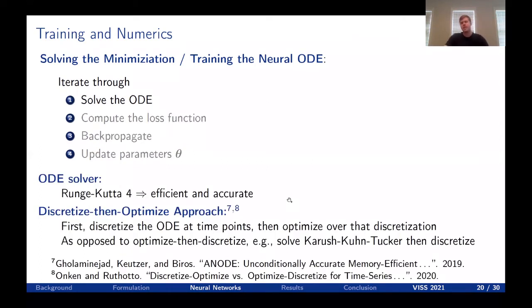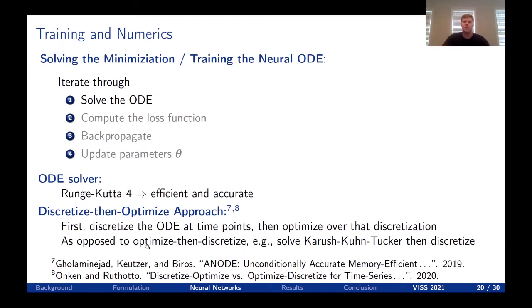So for the solver, we use Runge-Kutta 4 to solve the ODE. This is usually efficient and accurate. We are able to solve most of the problems with just like 20 time steps. Then we were also using the discretize and optimize approach. So you're discretizing the ODE at time points, and then you're optimizing over that discretization. And so then you have some concerns about overfitting to the discretization, but in the validation step, we would do a different discretization to make sure that we were still solving the continuous problem.